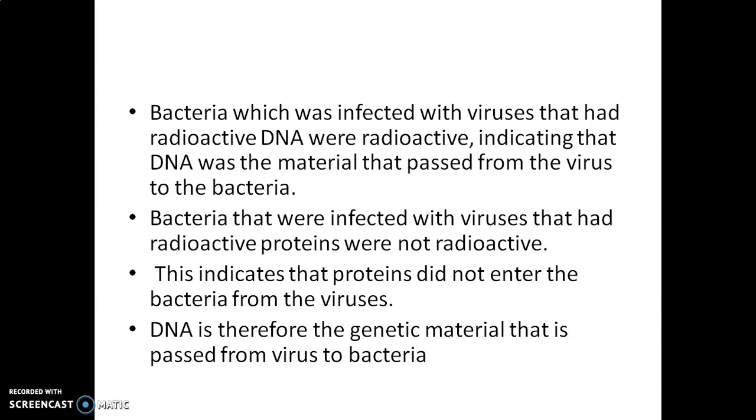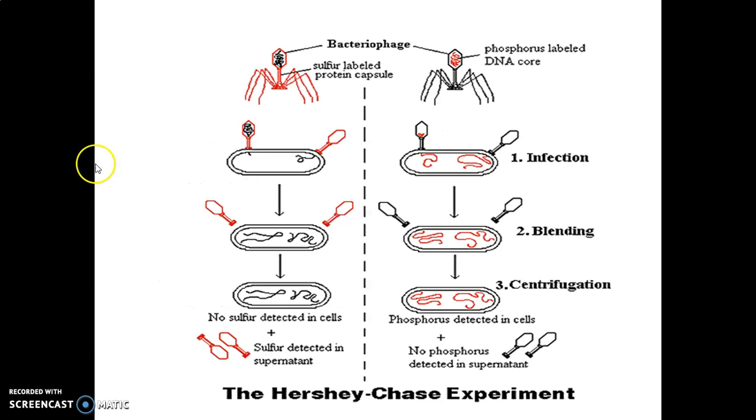Bacteria which were infected with viruses that had radioactive DNA were radioactive, indicating that DNA was the genetic material. See, observe this diagram. Here is the sulfur-labeled protein capsule. In the colony, what they observed: no sulfur detected in the cell, because sulfur was labeled in protein, but sulfur detected in the supernatant. At the same time, radioactive phosphorus was labeled in DNA instead of protein. And what is the result? Yes, phosphorus detected in the new cells. Clear? That means the genetic material is DNA, not protein.